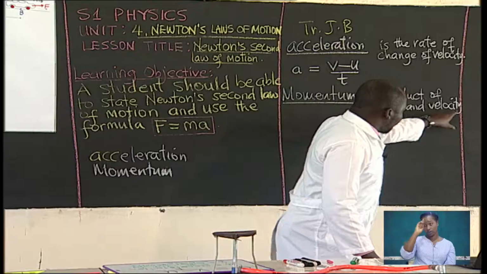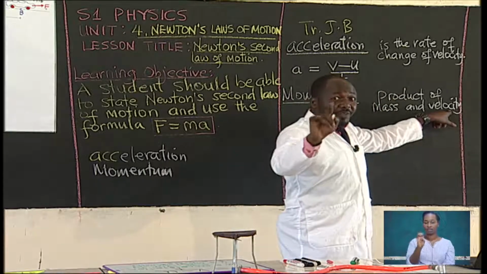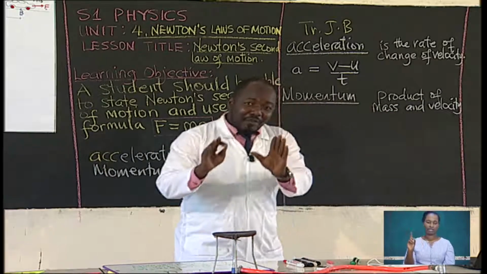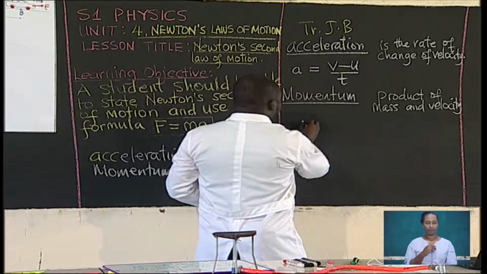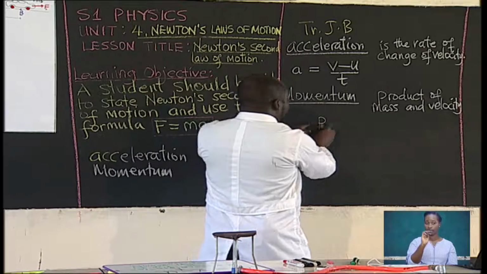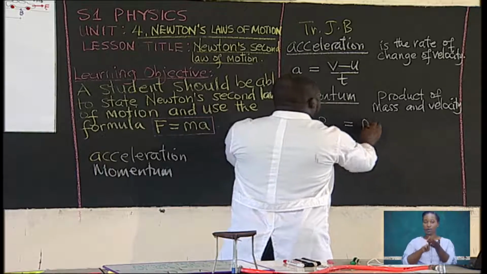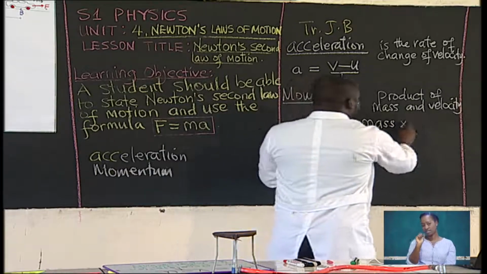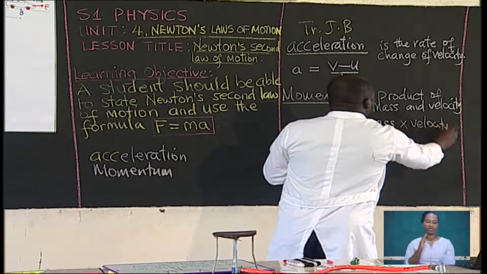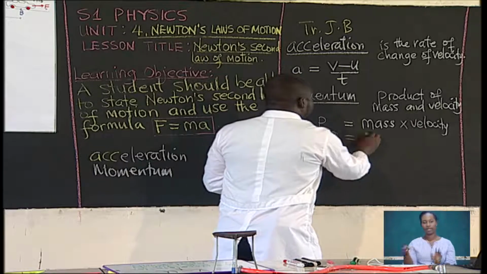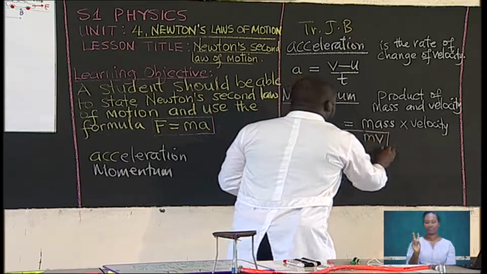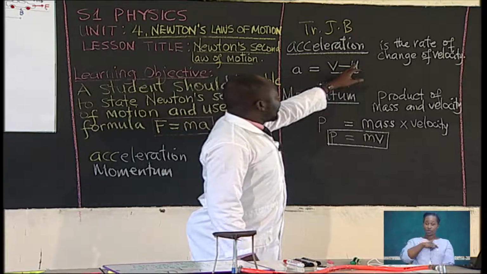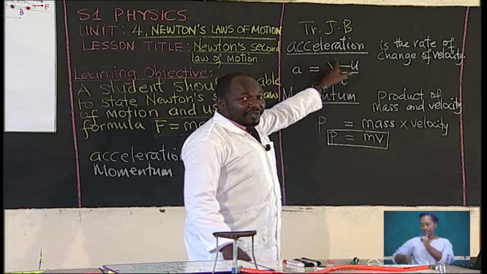Remember, if you don't want to use velocity, you can also use speed. So the product of mass and velocity of a body is called momentum. So it means momentum, and we use the letter small p, is equal to, product means we shall multiply, so it is mass times velocity. So p is equal to m times v. And also remember velocity, we have initial velocity and final velocity.